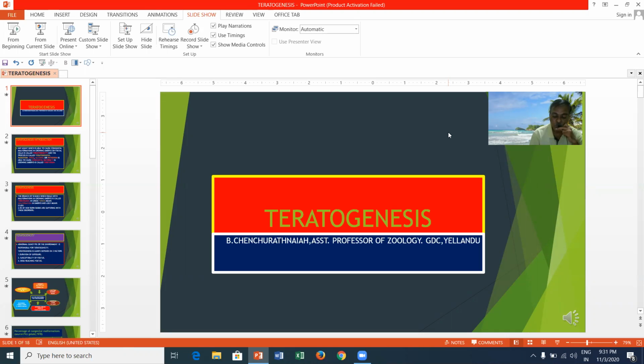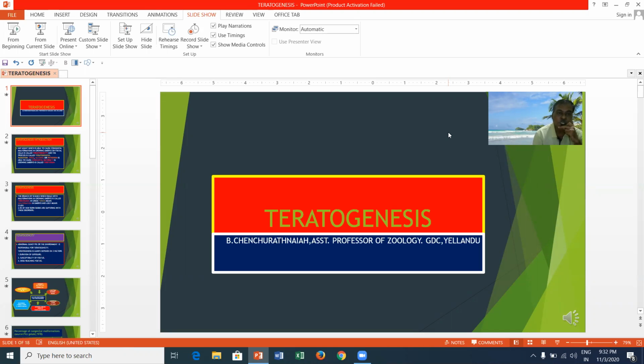Radiation is also one of the teratogenic agents. X-rays, UV rays act as mutagenic agents. Maternal diseases like diabetes, malnutrition also lead to teratogenesis. Pathogens like rubella virus, herpes simplex also cause teratogenesis.